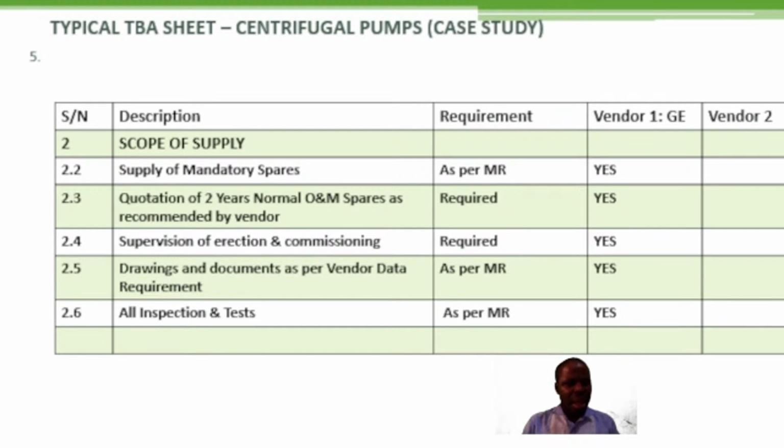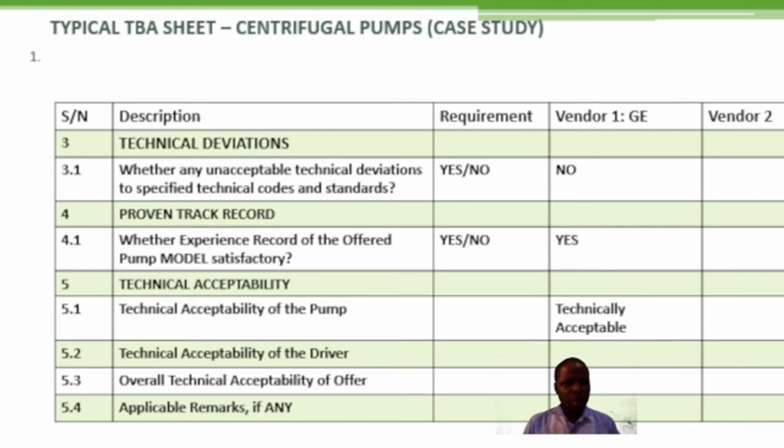In API 610. You also look at, is there any technical deviations by the vendor? Because there may be deviations that the vendor is trying to propose. So whether it is acceptable to you, whether it is unacceptable to you, you have to also indicate. So you look out for that information in their bids, in their offers.